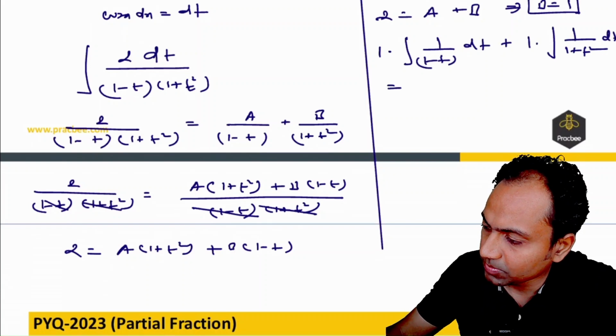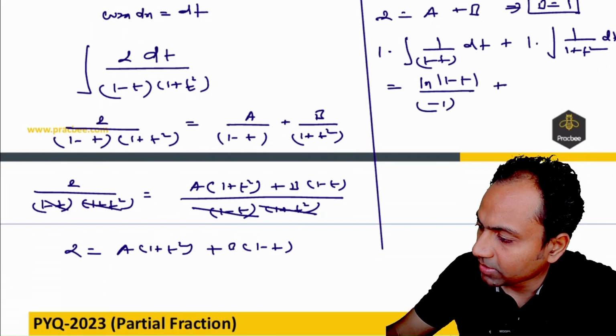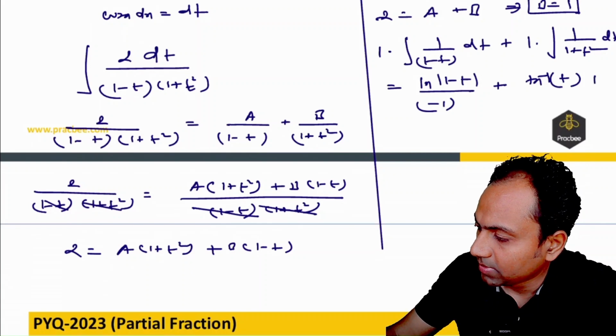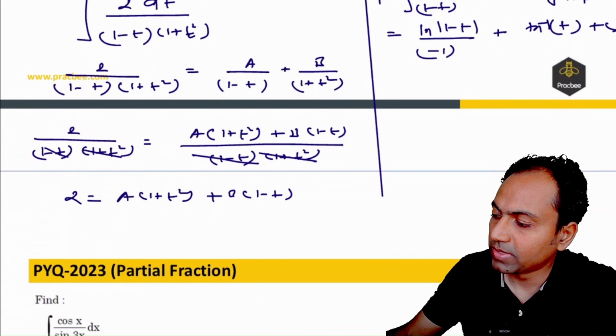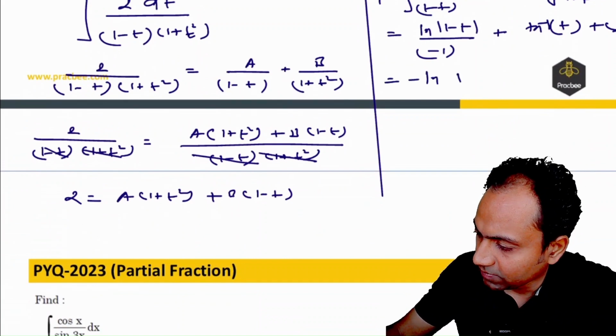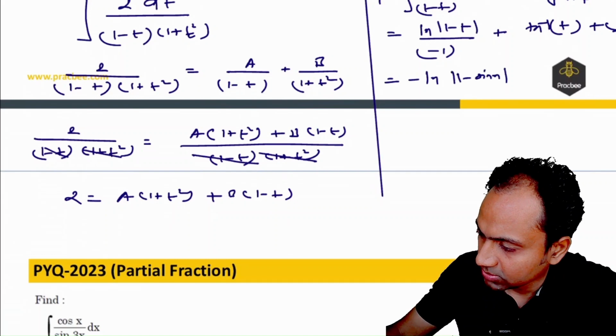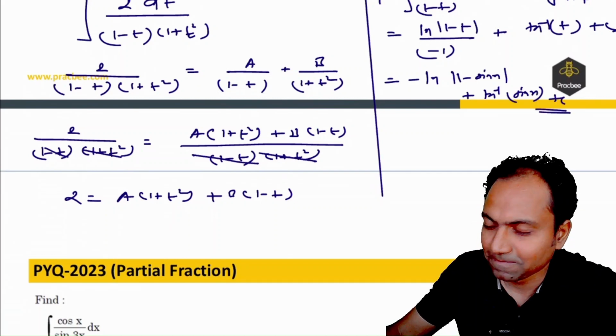The answer of the first part becomes ln of mod 1 minus t divided by minus 1, and the second part becomes nothing but tan inverse of t plus c. Now, in order to write the last step, we'll resubstitute the value of t as sin x. And if I do so, I get my final answer: minus ln mod 1 minus sin x plus tan inverse sin x plus c.